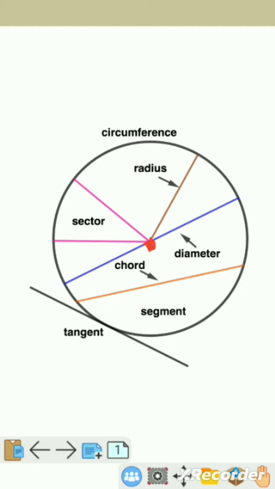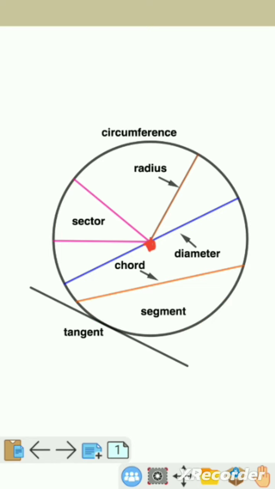Next, let's have a look at arc. Arc is a curved part of the circumference of a circle. So we can see here there's a curved part. This is an arc. From here to here we can see arc. So the curved part of the circle is called the arc of the circle.